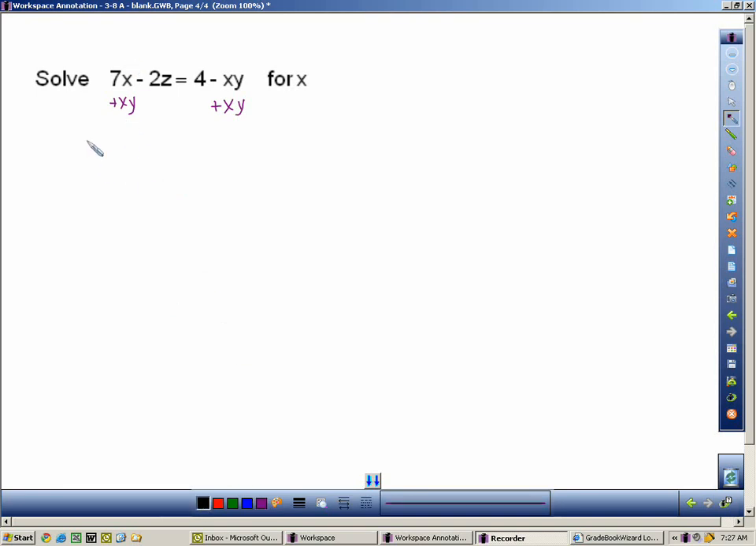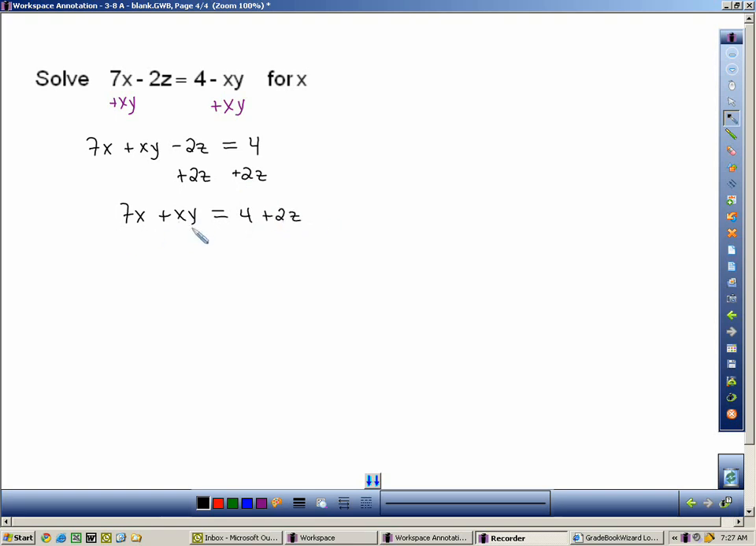7x plus xy, those are not like terms, so all I can do is put them next to each other. And then on the right, negative xy plus xy is 0, leaving me just a 4. I can then add the 2z in an effort to get all the x's on the same side. So 7x plus xy equals 4 plus 2z.